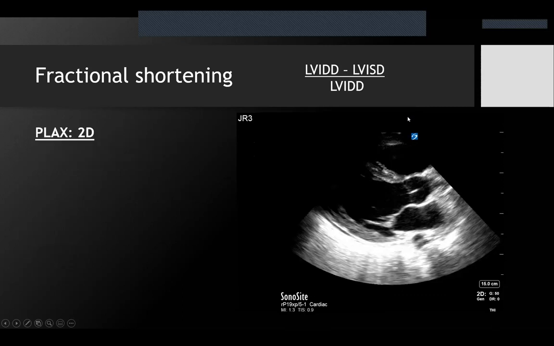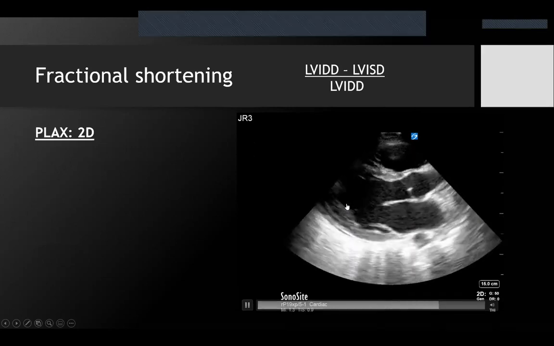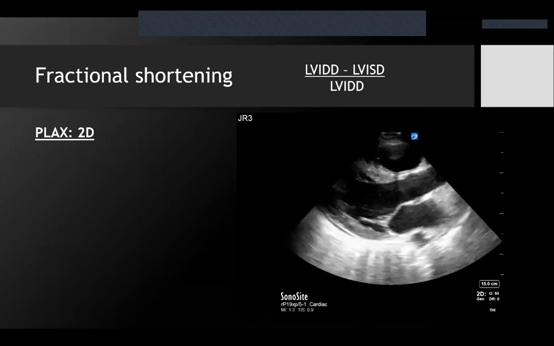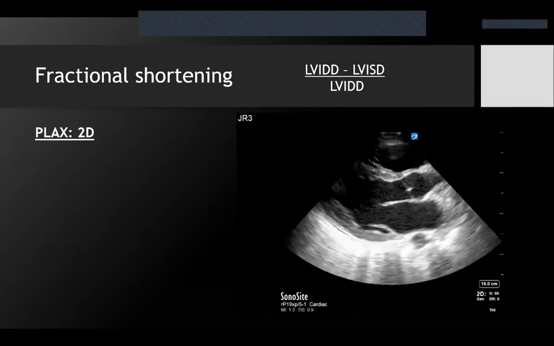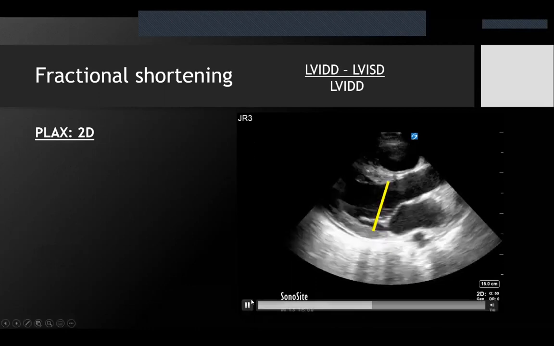Now I'm going to demonstrate how you can do that with the 2D view. And so again, you're looking at this view right here. And instead, what you'll do is you'll freeze the echo, and it will usually save the preceding 30 seconds or so. So you can go back and take measurements at different screenshots. So for example, I'm going to pause the video right here.